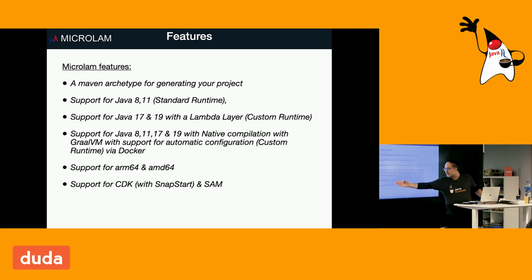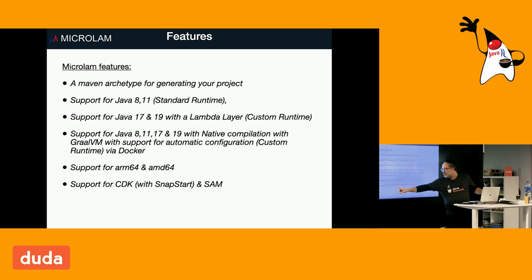And also we have support for the two architectures, ARM64 and AMD64. This is also important for the costs, because if you are using ARM, AWS is telling you that you will pay less for more. And also the pricing for the memory per second used is less for ARM architecture. So it's very interesting to use ARM when you are compiling.